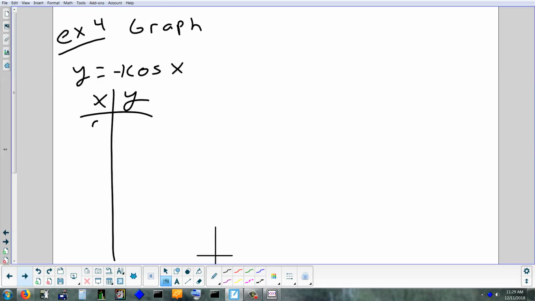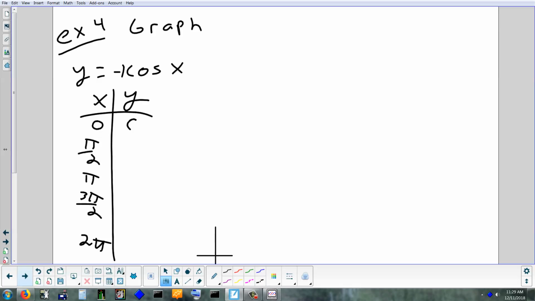So my x's are the same. But what am I going to multiply all my y values by? -1. So that's not going to change the amplitude, but what is it going to do to the graph? It's going to flip it which way? Yeah. Vertically. So what was a peak before is now like the trough, the low point, and what was the low point is now the peak. They're all going to switch places.